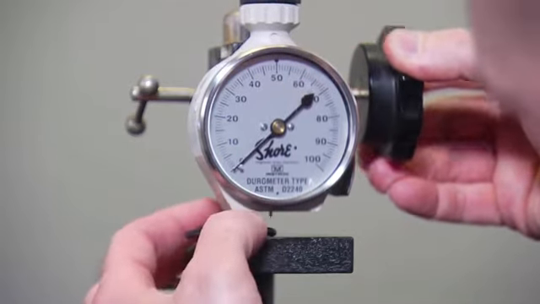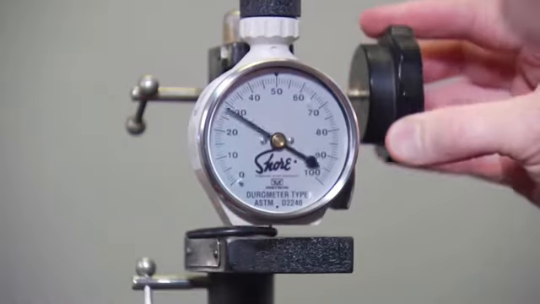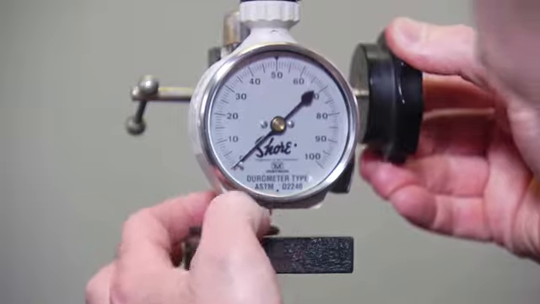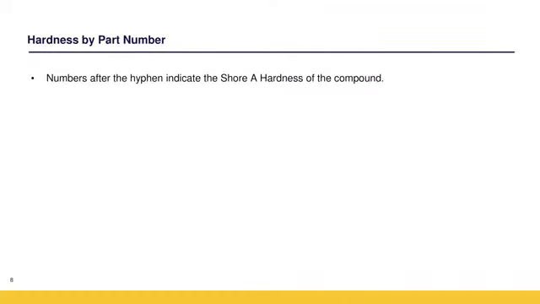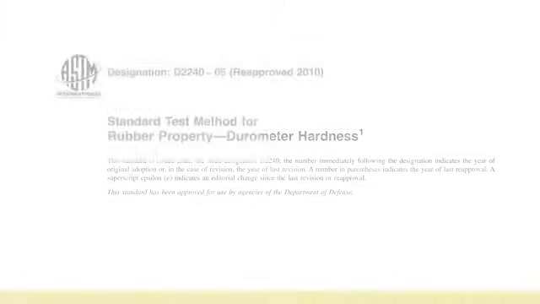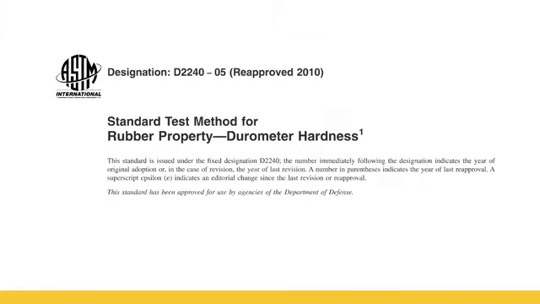The majority of O-ring materials are between 70 and 90 Shore-A, but can be as soft as 40 or as hard as 95. When specifying a Parker material, the numbers after the hyphen indicate the hardness of the material in terms of Shore-A scale. In this example, the nitrile O-ring has a Shore-A hardness of 70. The tolerance on hardness is generally plus or minus 5. The test method for measuring Shore-A hardness is ASTM D2240.